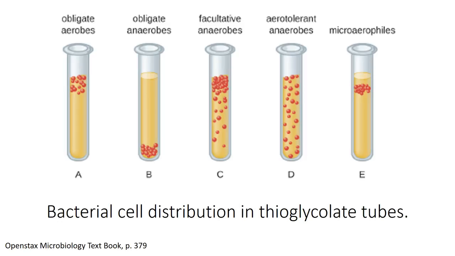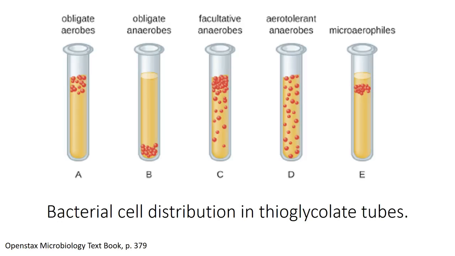So as shown here in tube A, all the growth is seen at the very top of the tube. These bacteria are what we call obligate or strict aerobes. Obligate aerobes because they can only grow in the presence of oxygen. They cannot grow without an abundant amount of oxygen. So a little bit of oxygen, they still can't grow.